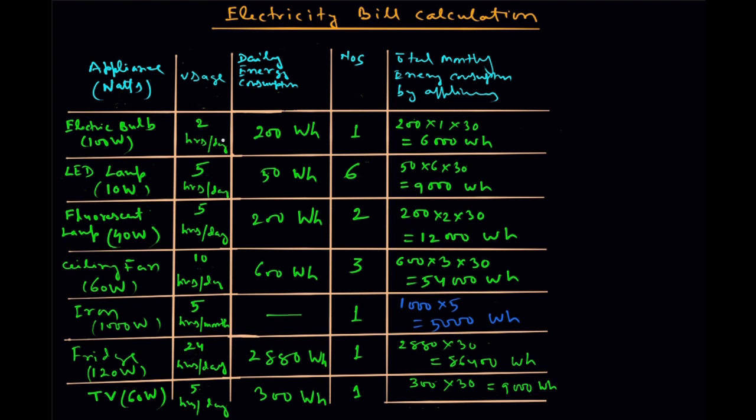It is a 100 watt bulb that is used for 2 hours. So multiplying these two, we will get the watt hour. That is 100 into 2, it is 200 watt hour. This much energy is consumed per day. There is only one such bulb in the house. So for each bulb it is 200 watt hours, so it is 200 into 1 into 30, 30 for 30 days. That is the monthly consumption by this electric bulb.